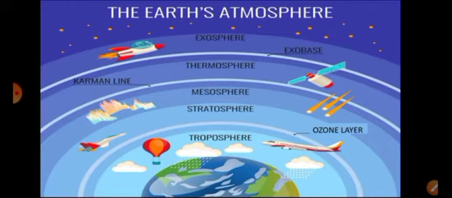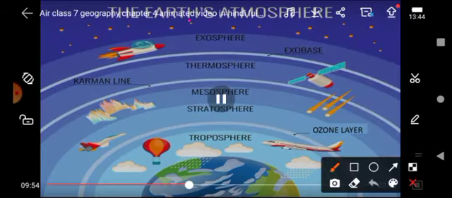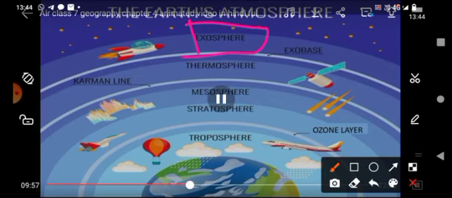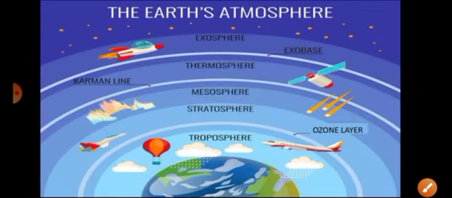And next layer is exosphere. The uppermost layer of the atmosphere is known as exosphere. This layer has very thin air. Light gases like helium and hydrogen float into the space from here.